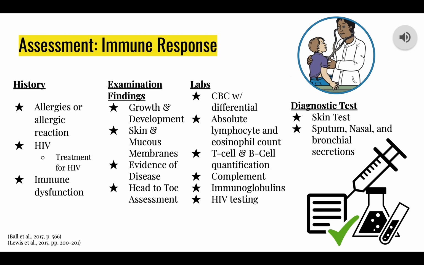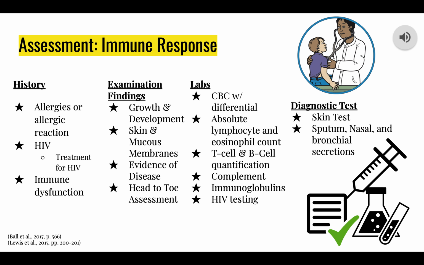IgE releases chemical mediators responsible for the immediate hypersensitivity reaction. So that's your scratching, your redness, swelling, stuff like that. IgM mediates cytotoxic responses and activates that complement, just like we were talking about. This type of immunoglobulin is the first antibody that is produced during the primary immune response.